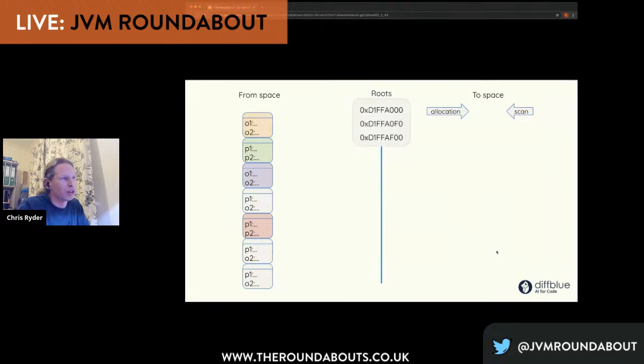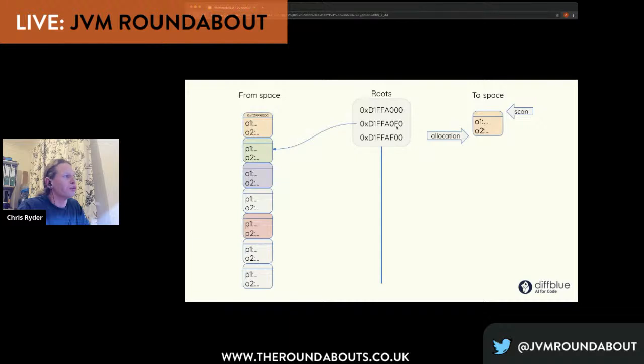And then, like the other tracing collectors, you start with your roots. For each root, you look at the object that's pointed to, and you copy it across to the to space at the allocation pointer. Then you bump the allocation pointer. You also write into the old location what's known as a forwarding address. So I'm going to put that in this header here, and that's basically the address of the copy of that object.